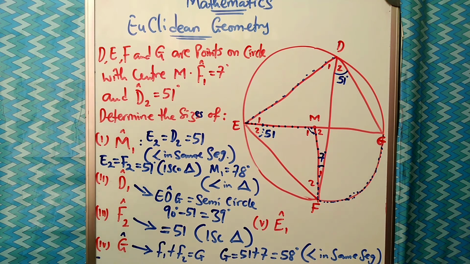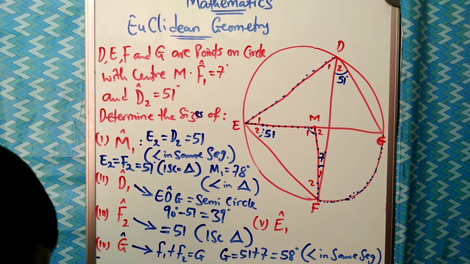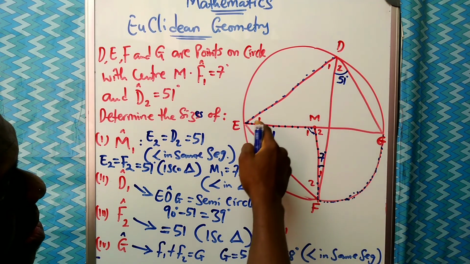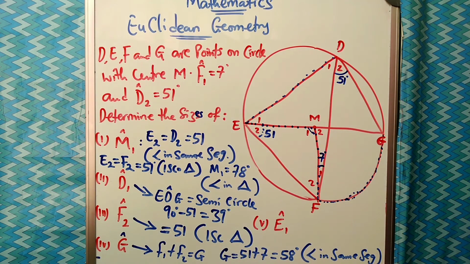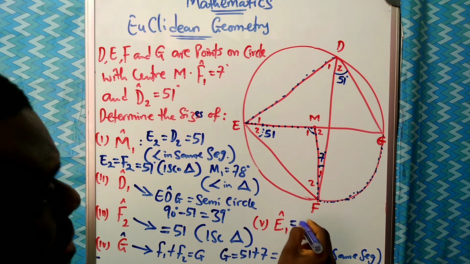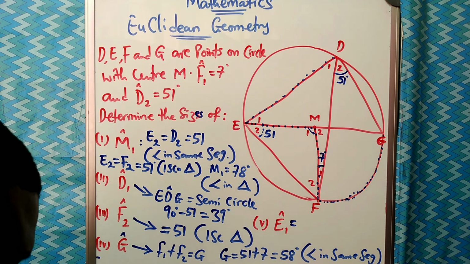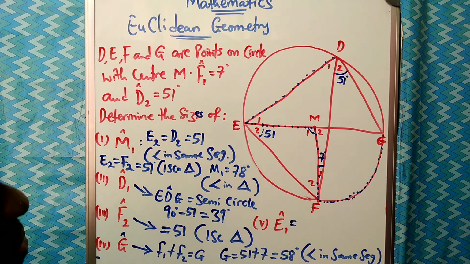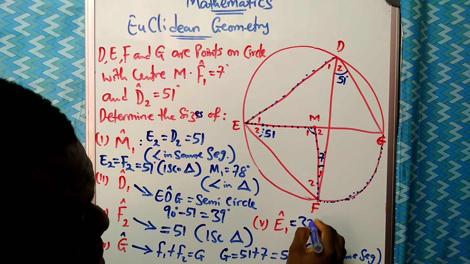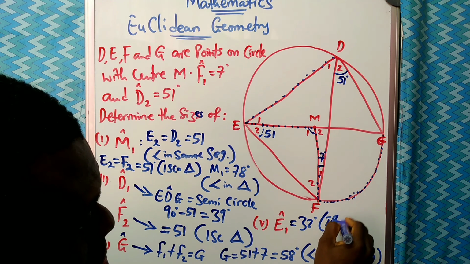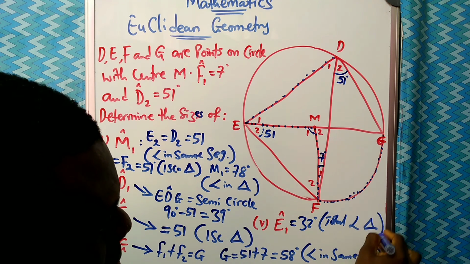And the last question that we have under this is E1. Now that I know my G and I know this side, my E1 will be very easy to determine. We should know that the total angle in a triangle is 180. So if I have 180 minus 90 minus 58, then I'm going to have 32. E1 is going to be 32 degrees. Total angle in a triangle.